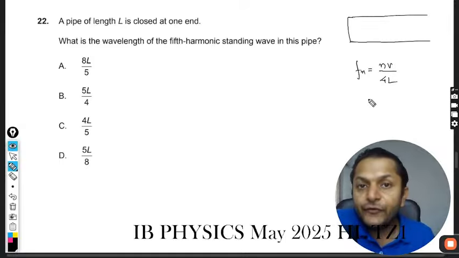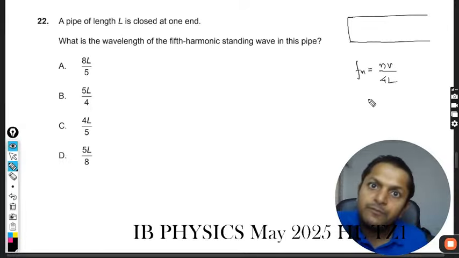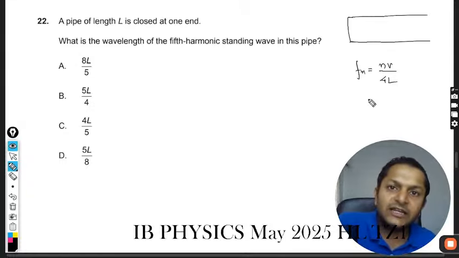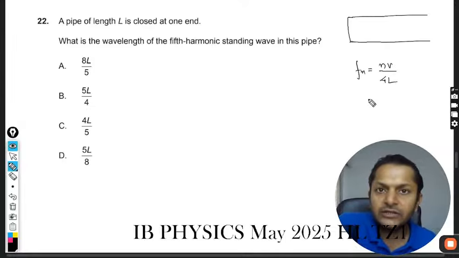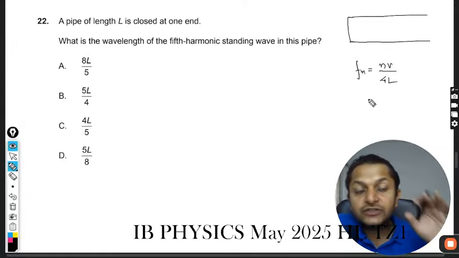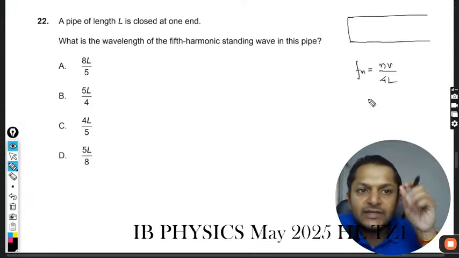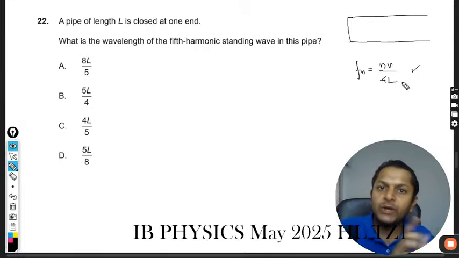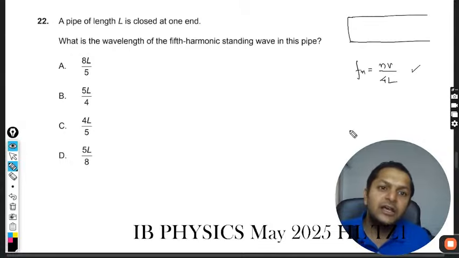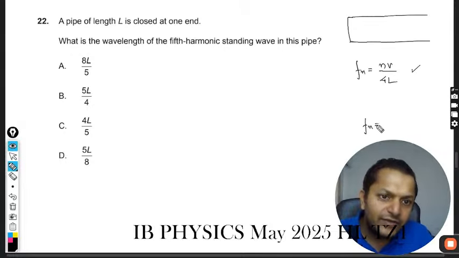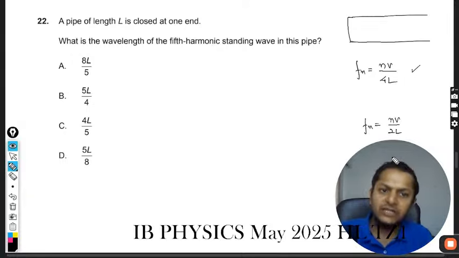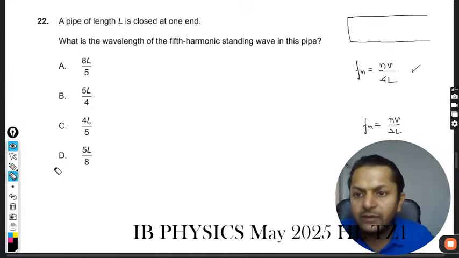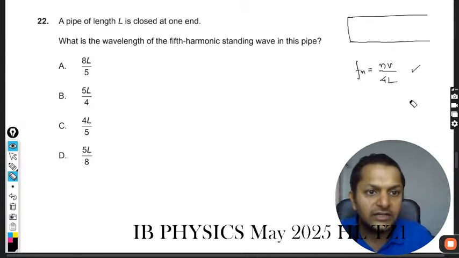The problem is that the formula is not given in the data booklet. They are completely silent about the topic C3 to topic C4, and so this formula is not there. So when the pipe is closed at one end and open at the other, the formula is this. When the pipe is open at both ends, or there is a string which is fixed at both ends, the formula in that case will be n into v divided by 2L. But we don't care about that because the question does not ask for it.